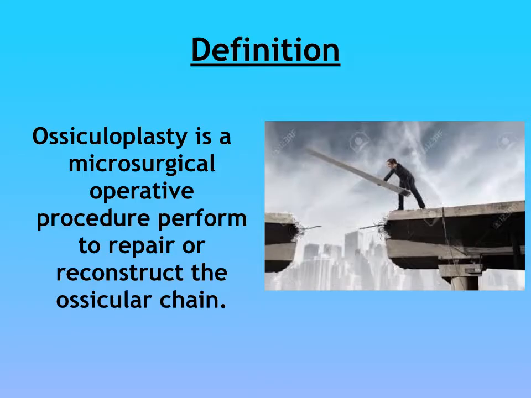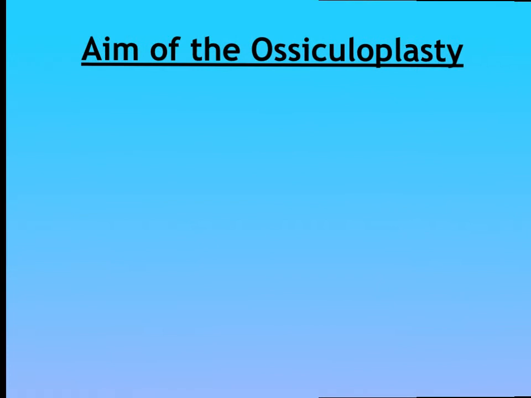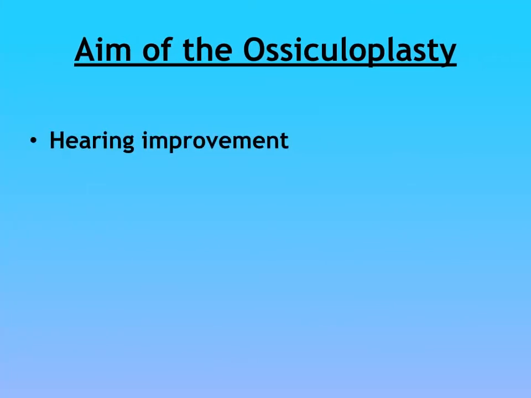So by definition, ossiculoplasty is a microsurgical operative procedure performed to repair or reconstruct the ossicular chain. Aim of the ossiculoplasty: hearing improvement, of course, but that is secondary. First is disease clearance. Once you are confident about the disease clearance, then you can go for hearing improvement surgeries.